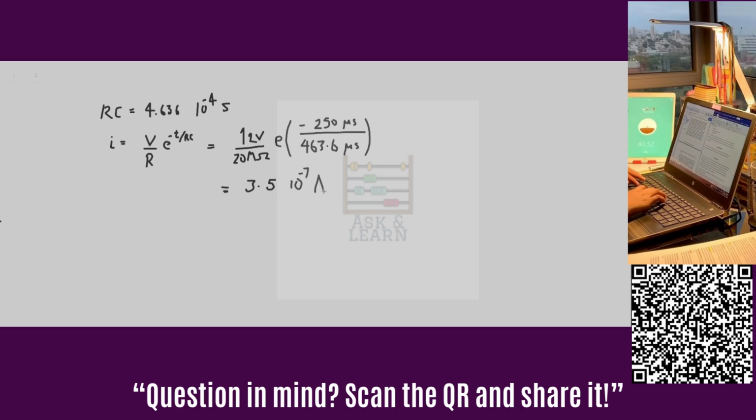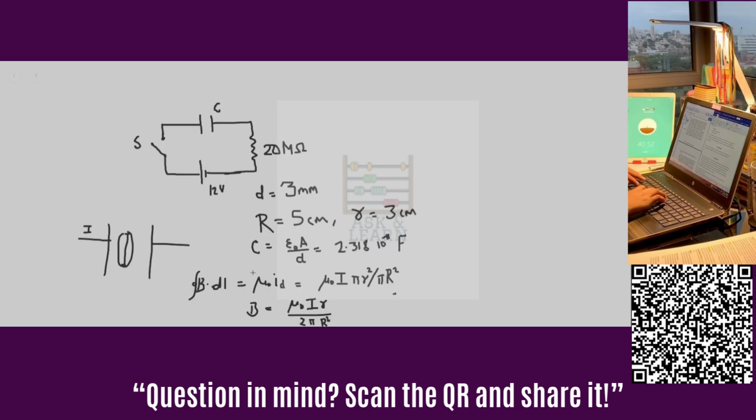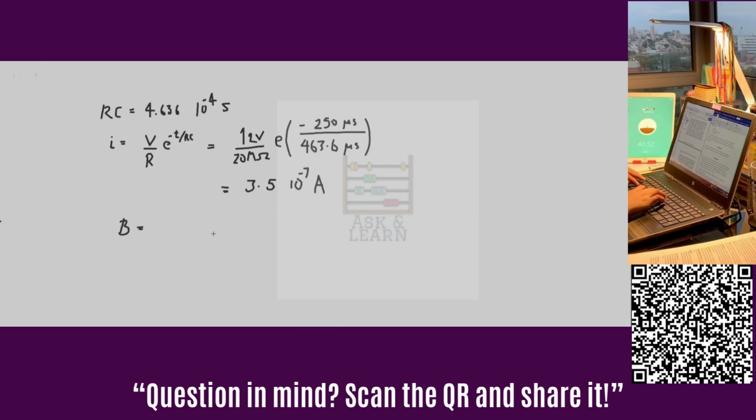And we see that after 250 microseconds, the current has actually reduced, and because R is very large, the current initially was also very small. And thus the magnetic field due to the displacement current is mu naught I r over 2 pi R squared. This I is the same as the I we have here. Plugging in all the numbers, we get 8.4 times 10 power minus 13 Tesla.